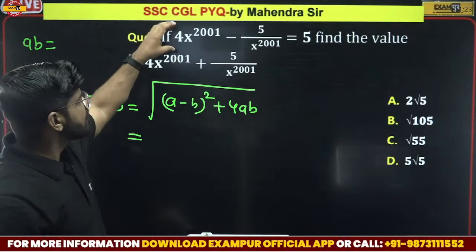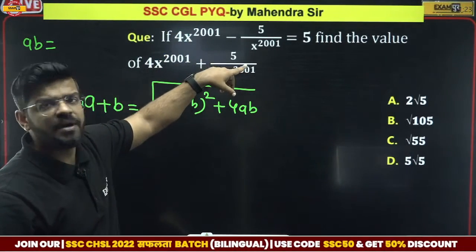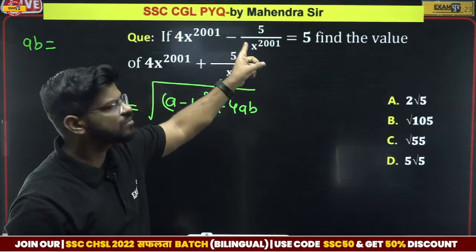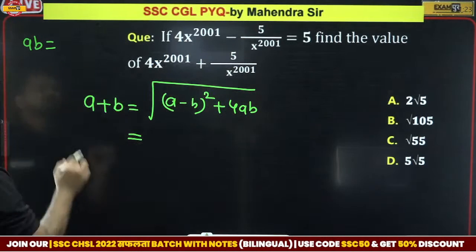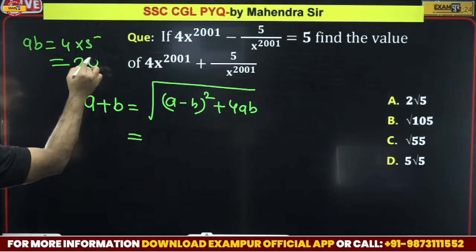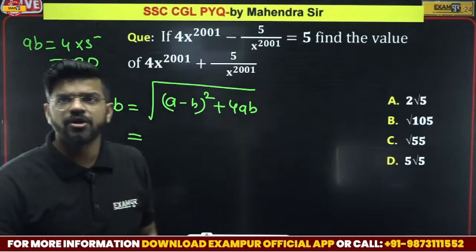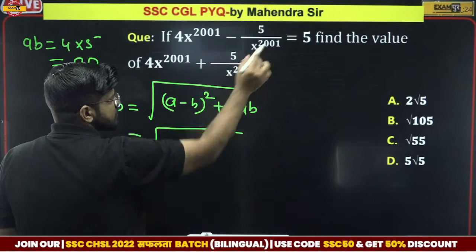So when we multiply 4x to the power 2001 by 5 by x to the power 2001, x to the power 2001 will get cancelled out, and we will get 4 into 5, which will be 20. Yes. So now solve the question. So A minus B is nothing but 5.